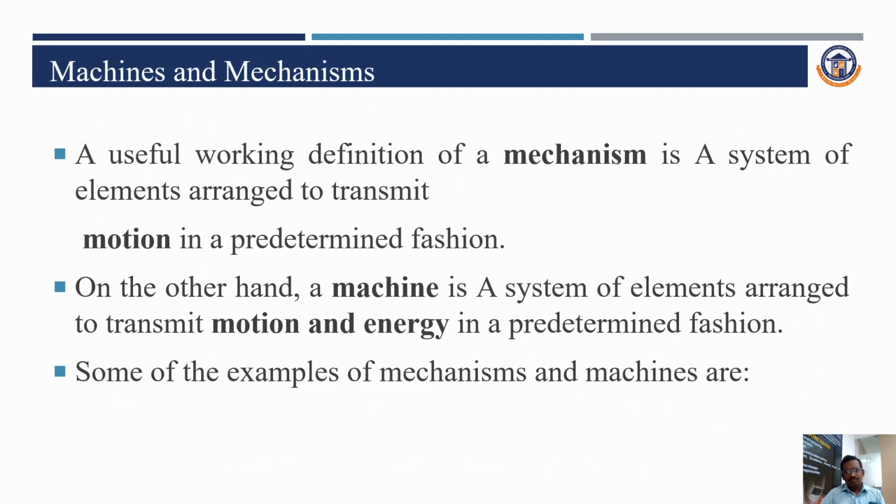Next, machines and mechanisms. A mechanism is something by which we can convert one type of motion to another type of motion. It is known as a mechanism. A machine converts one energy to another energy. It is known as a machine.